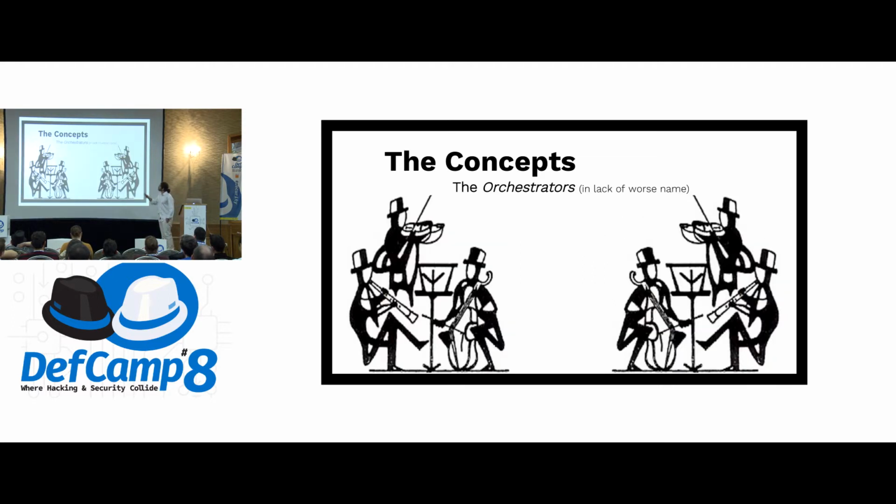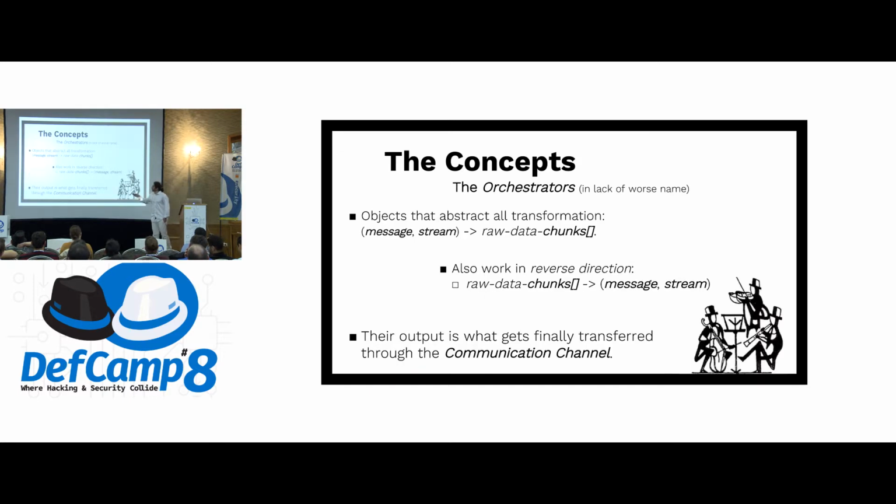So here's the thing. I have no idea how to name API things. I'm completely bad at it. I'll show you plenty of examples. So the orchestrators is a name I came up with for doing those things. Getting the message and stream tuple and getting its chunks, and the chunks back to message and stream. And the chunks, those things, are the things that are going to be transferred through the communication channel.